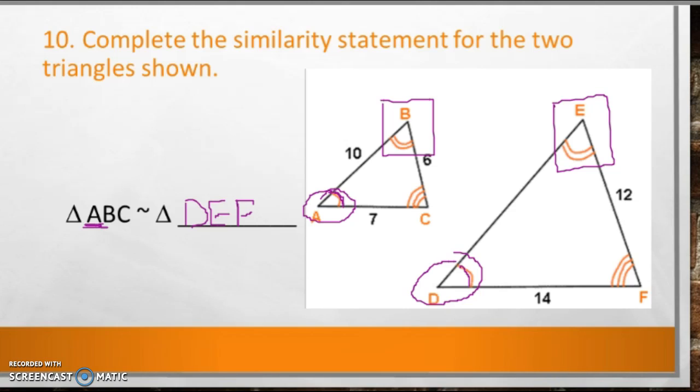Now, please don't just assume. I know this is kind of a bad example, but B was on top and E was on top. Don't assume it'll always be that way. Check the markings, because they can rotate the figures, so make sure you check the markings.